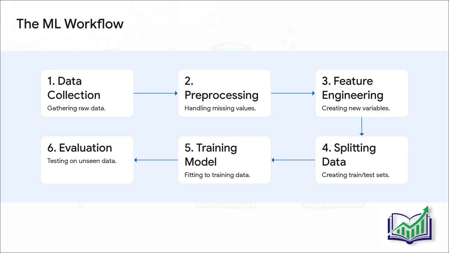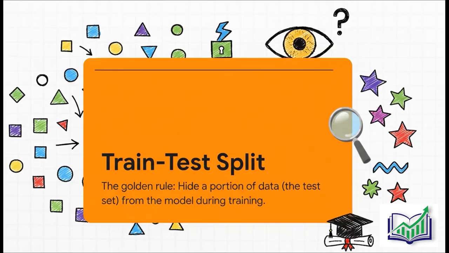Now, every single one of these steps is crucial, but today, let's zoom in on the one that trips up beginners more than any other. This is probably the single most important rule to prevent your model from cheating. We always, and I mean always, have to hold back a piece of our data, usually around 20%, that the model never, ever gets to see while it's learning. This data is the final exam.